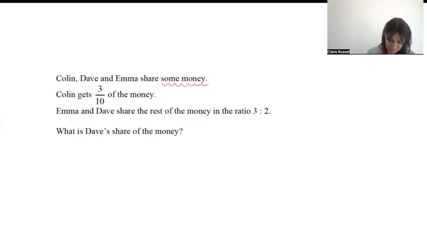Now, what I'm going to do is demo how to do it without the need of that particular knowledge. So if Colin gets 3/10, that's 3/10 gone. We've got 7/10 left, and it's 7/10 that's going to be then shared by Emma and Dave. Now, Emma and Dave are sharing in the ratio of 3:2. We need to find out what is Dave's share of the money. So I'm actually really only interested in this little section here.